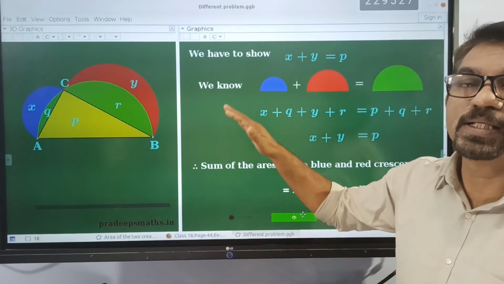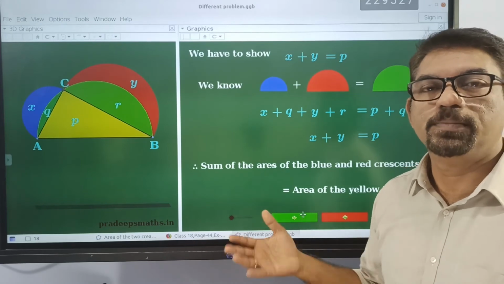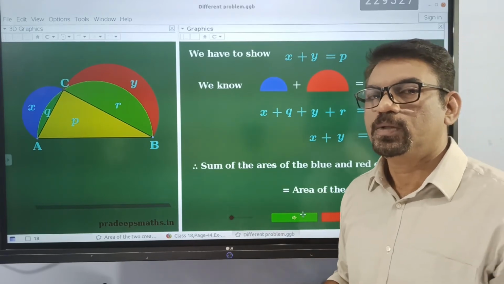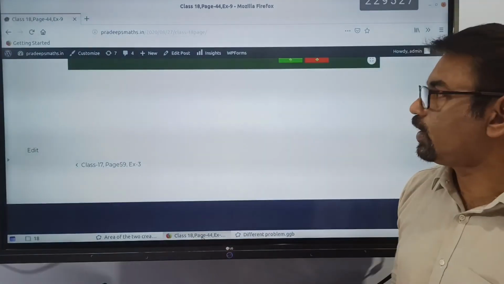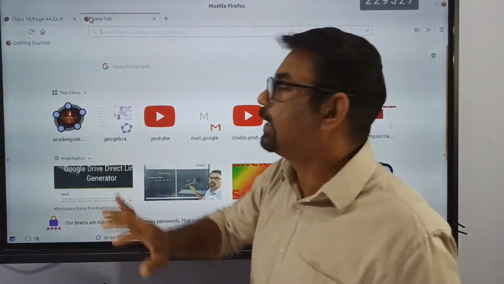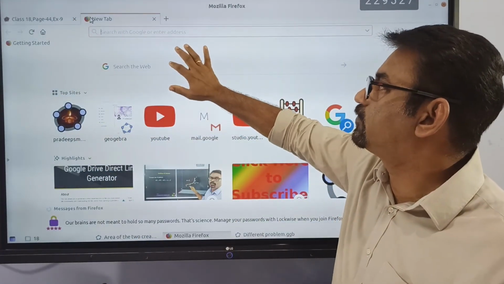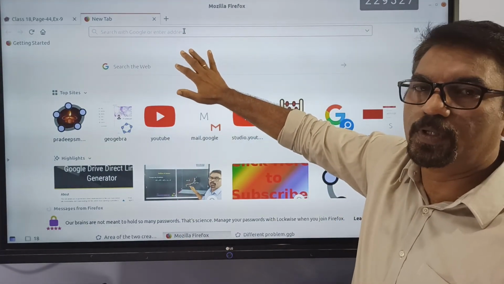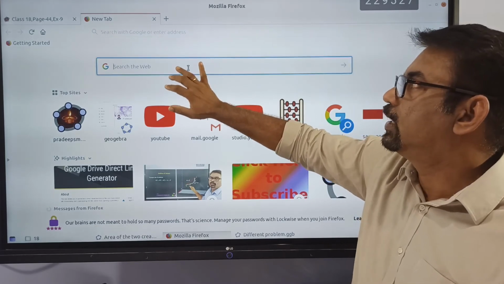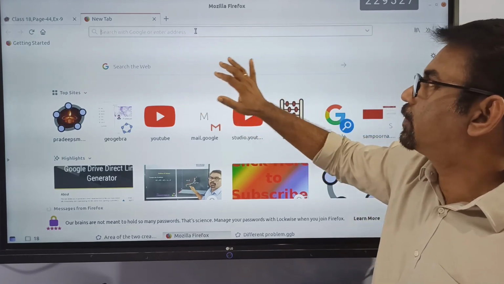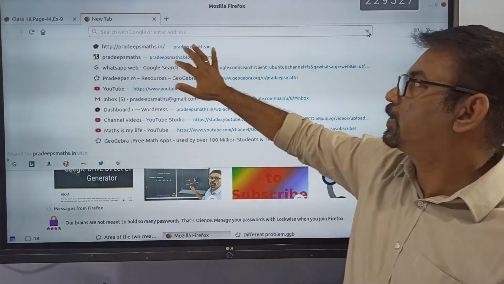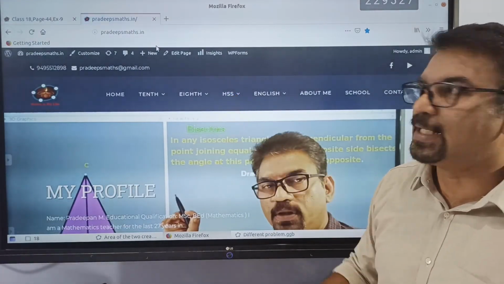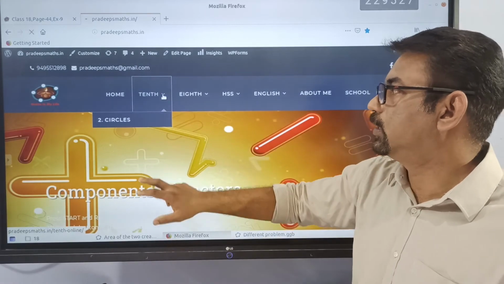I have embedded these applets, all three, the Malayalam medium, the English medium and another one, just below the video on pradeshmaths.in. You will get two fields here: this is the search field and this is the address field. You need not type in the search field, because that site is not so popular and you would not find it that way. You have to type pradeshmaths.in directly in the address field. Then you will get this site, and go to the 10th circles.